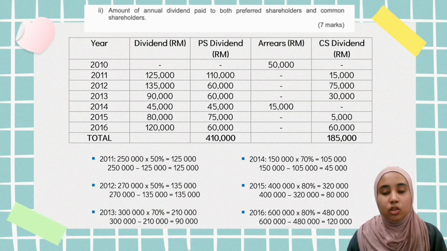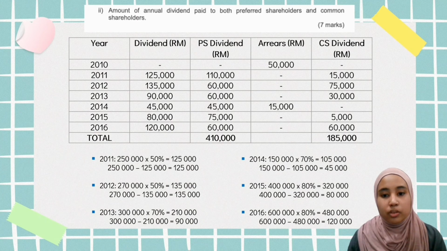Step 3. Proceed to construct the table to get the amount of annual dividend paid to both preferred stockholders and common stockholders. There will be a table of 5 columns and 8 rows. Label the columns with year, dividend, preferred shares dividend, arrears, and common stock dividend.